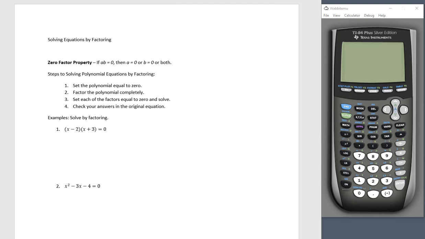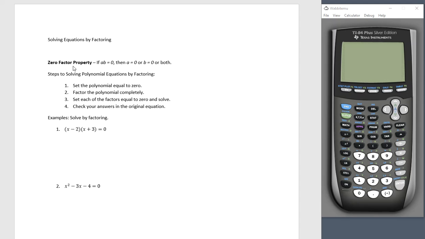So we have this thing called the zero factor property, and the amazing thing about the zero factor property is it tells you exactly what to do, and we'll get to that in a minute. But it says if a times b equals 0, then either a equals 0 or b equals 0, or both.